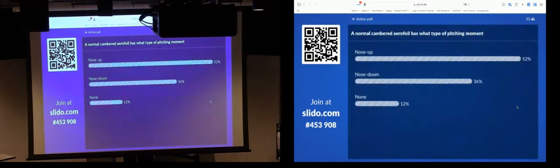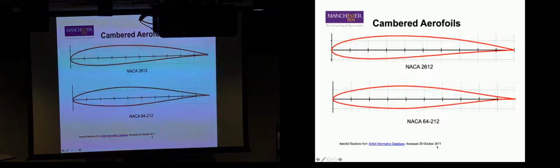Question 4. A normal cambered airfoil has what type of pitching moment? Nose up, nose down, or none? And it's good to see this time around that 52% of you said nose down, because you still get it wrong, or nose up. So nose down. So I've got that camber line again. So we'll look at a cambered airfoil here. My camber line, imagine that, is arcing upwards. That curvature is showing where we're generating lift.